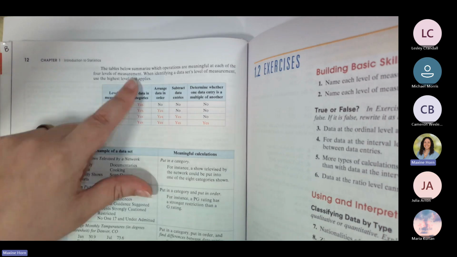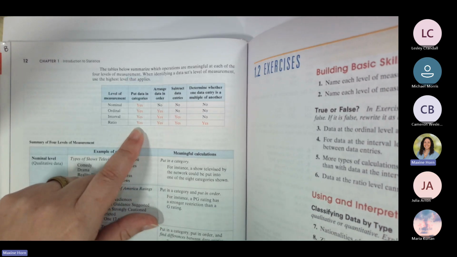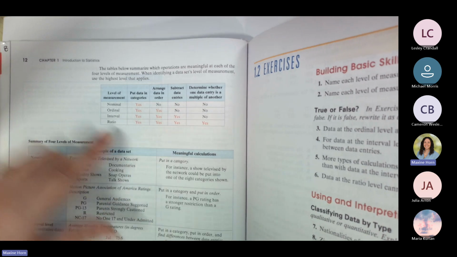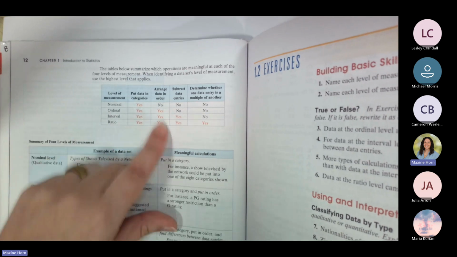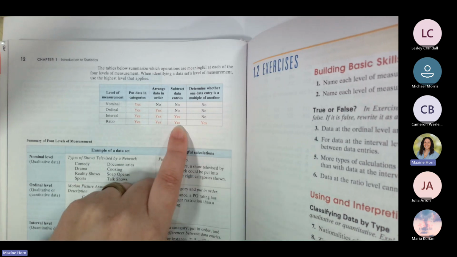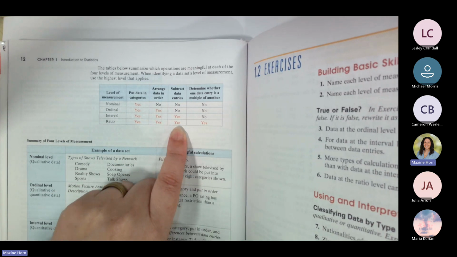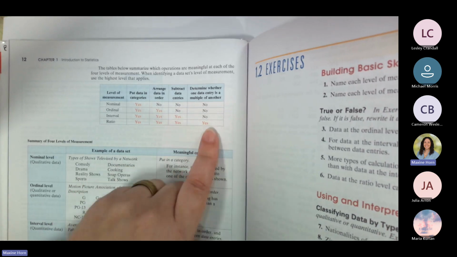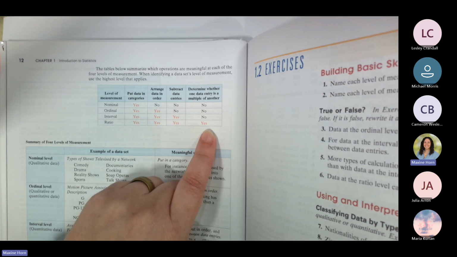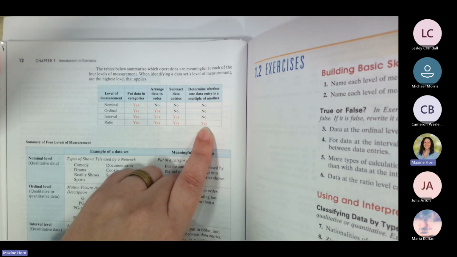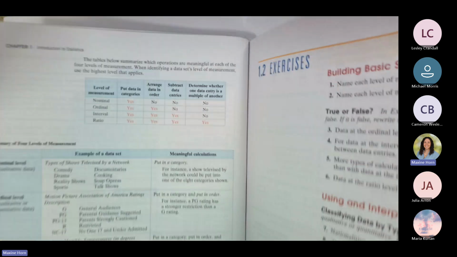All of them you can put into categories. Then the bottom three, you can arrange in order. And then the bottom two, you can subtract them to get meaningful calculations. And then only ratio can you do ratios or multiples to get meaningful calculations. Let's take a look at that in each of these.